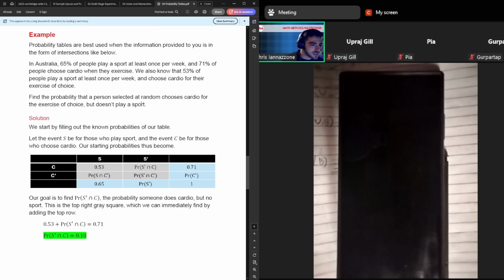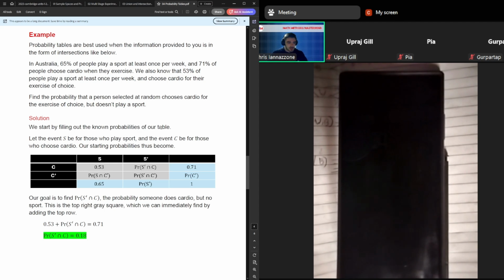In the example that I give here, pretty much the first thing you want to do is take all the numerical information and put it into its spot on the table. In this case, 65% of people play a sport, so the total of the sport column will be 0.65. 71% choose cardio, so the total of the cardio, C for cardio, column is going to be 0.71. And lastly, 53% do both, so it's sport and cardio, hence it's going to be the intersection of those two things.